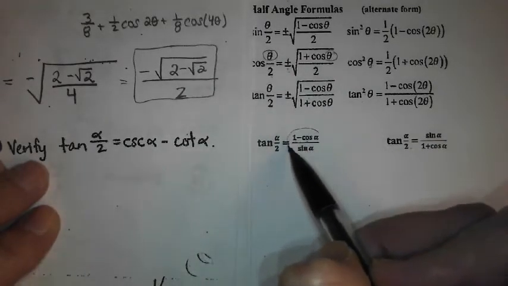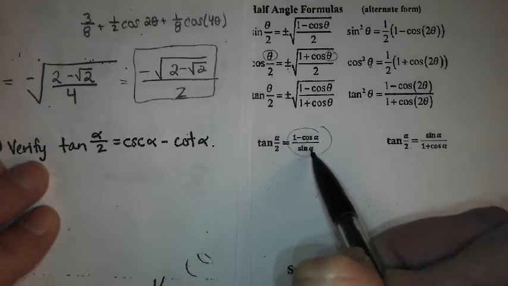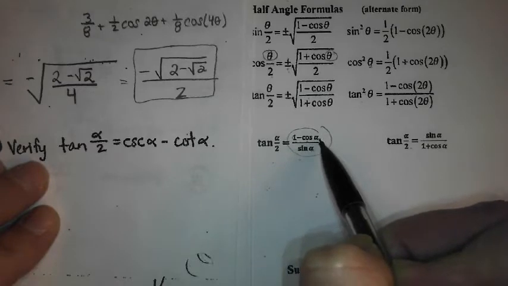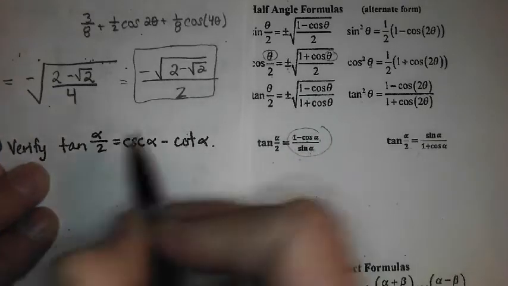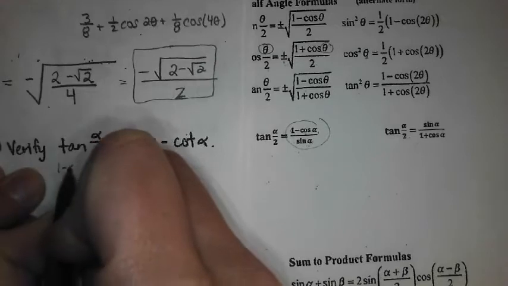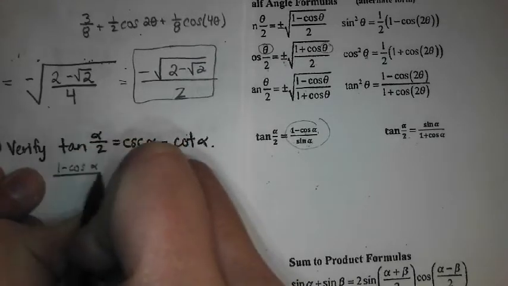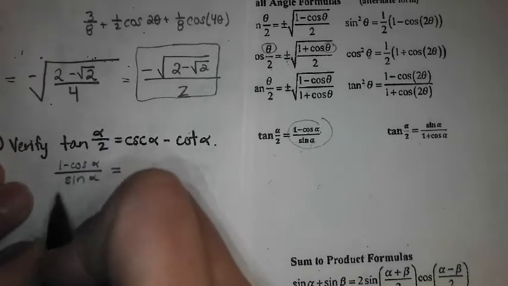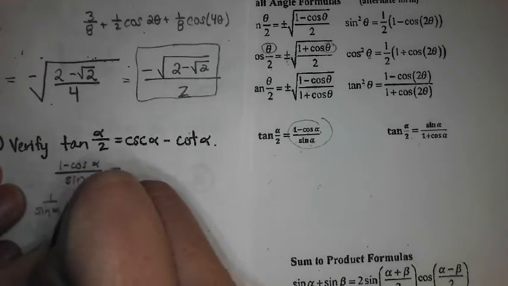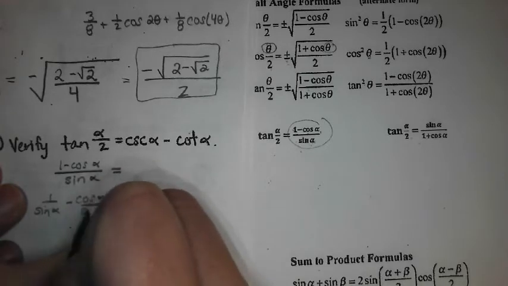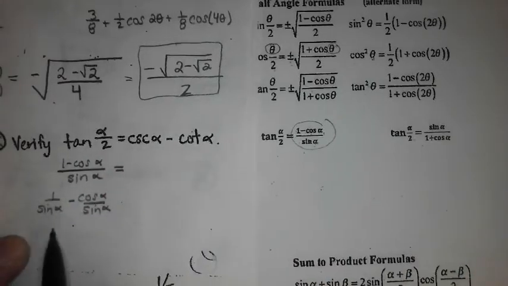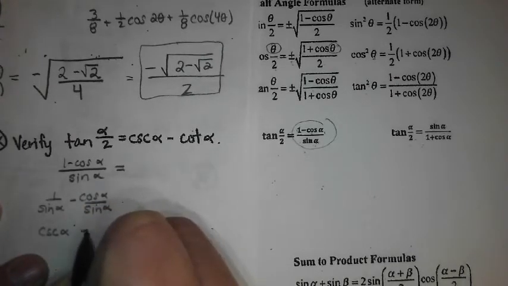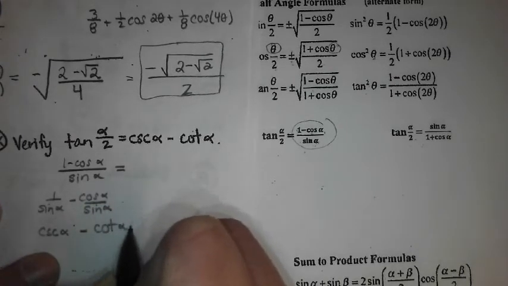Right. If I use this with a monomial as my denominator, I can split it up into 1 over sine theta sine alpha and negative cosine over sine. So I'll use that one. Then I'll split it up, 1 over sine theta sine alpha minus cosine alpha over sine alpha. 1 over sine is cosecant, and cosine over sine is cotangent, and you're done.